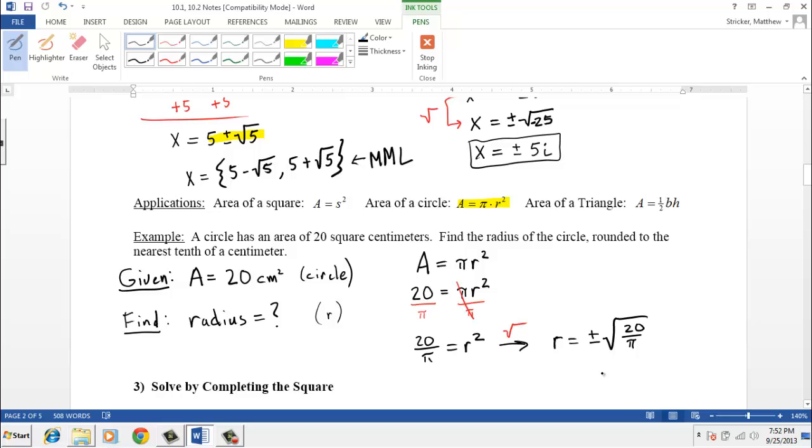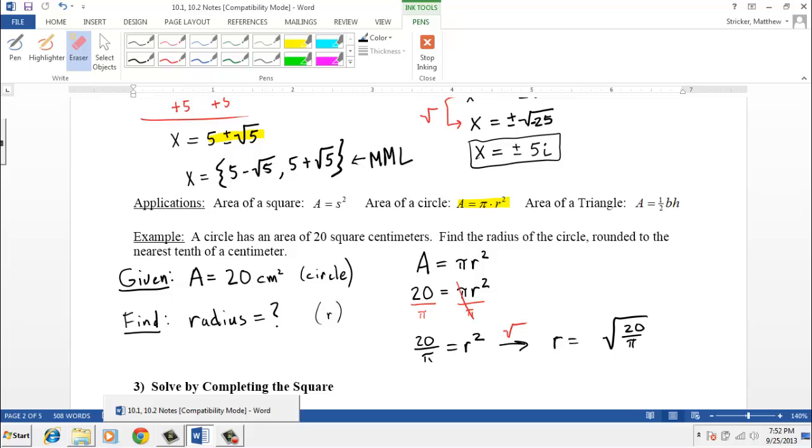Now if we're talking about a radius, which is a length, do we really want to consider the negative answer? And your answer to that question should be no. So we're not even going to do the plus or minus. Most application problems we're not going to consider the negative answer because it doesn't make sense when we're talking about distances. So then we should be able to calculate this.